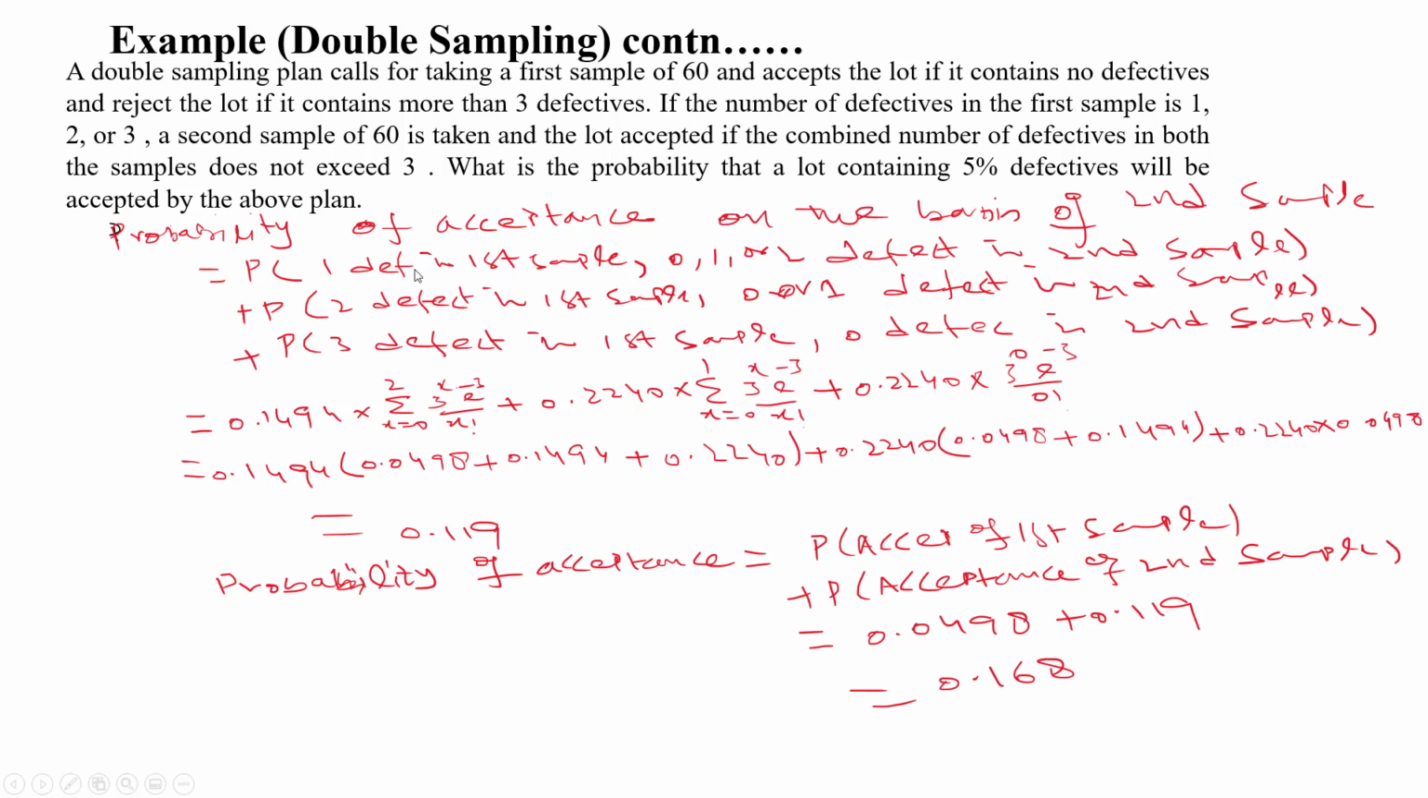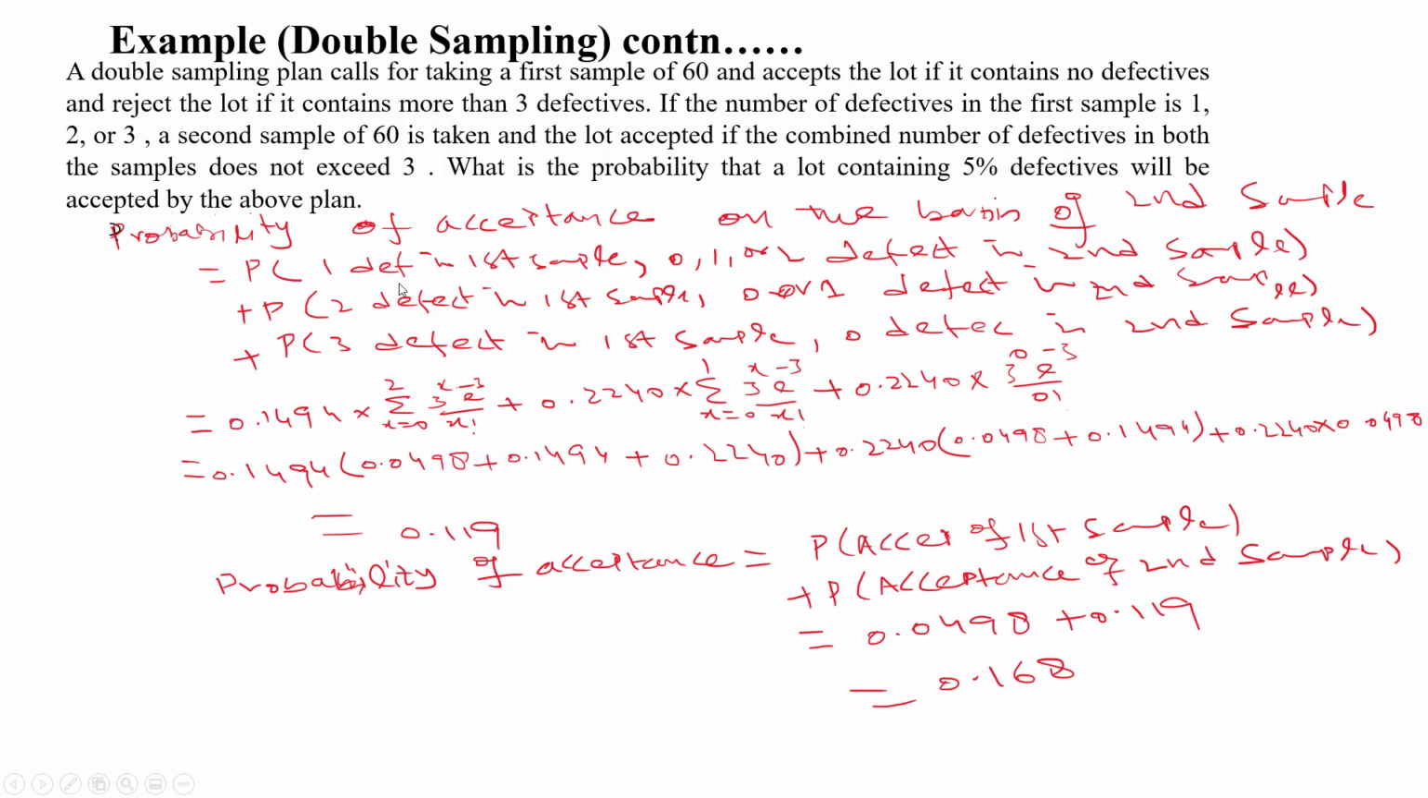Let's suppose in the first sample, which we have already conducted, now we are in the second sample. Let's suppose there is only 1 defective in the first sample. So how many defectives should be in the second? There is a chance that there will be no defective, there is a chance that there will be only 1 defective, and there is a chance that there will be 2 defective. So 1 plus 0, 1 plus 1, 1 plus 2. So all these are basically chances. Now we will add all these chances.